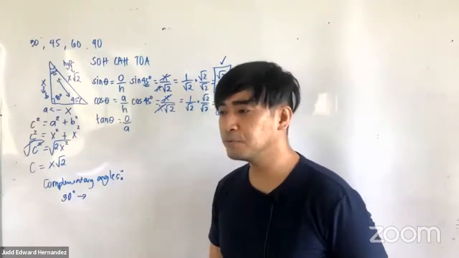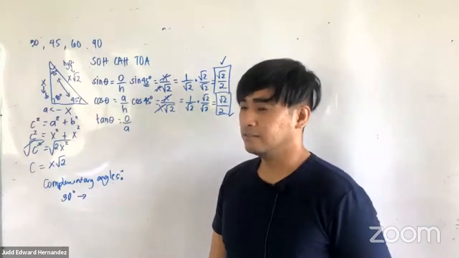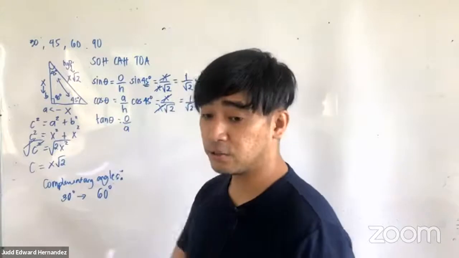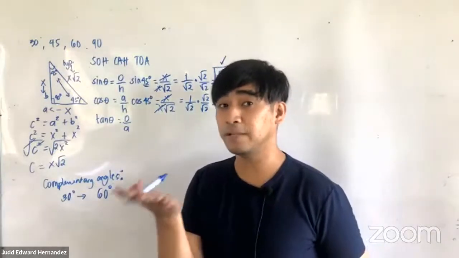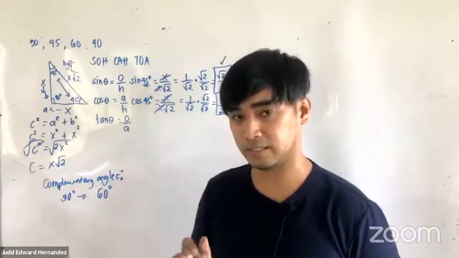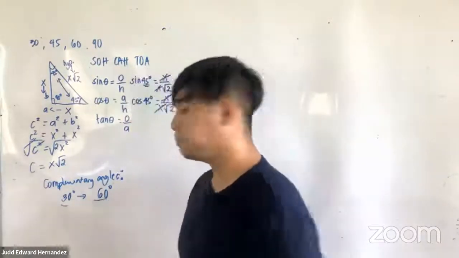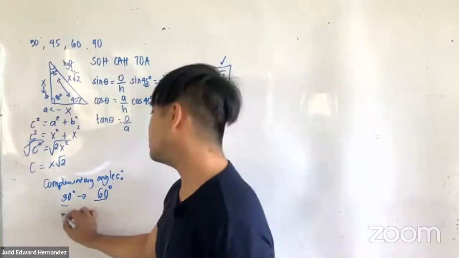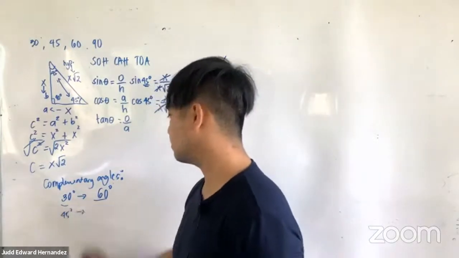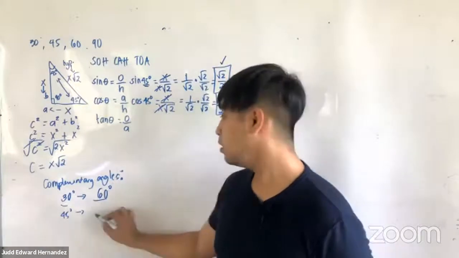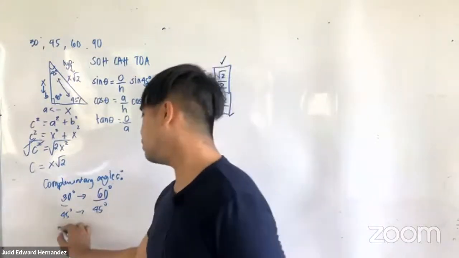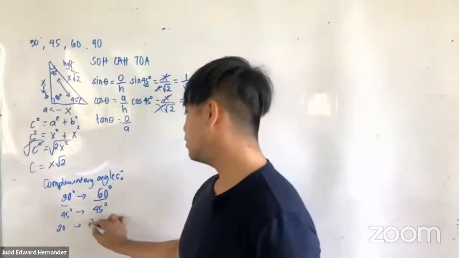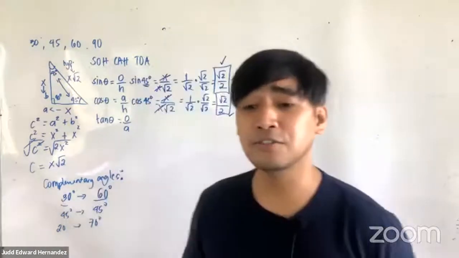Ang dami nyo nang nakalimutan, ha? 60 degrees. Very good. They complement each other so that it is equal to a complementary angle equal to 90 degrees. Maliwanag po ba na yung complement po ni 30 is 60 degrees? Okay. And what is the complement of 45 degrees? 45. What is the complement of 20 degrees? 70. Okay.